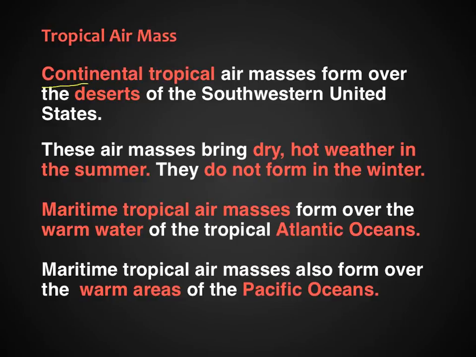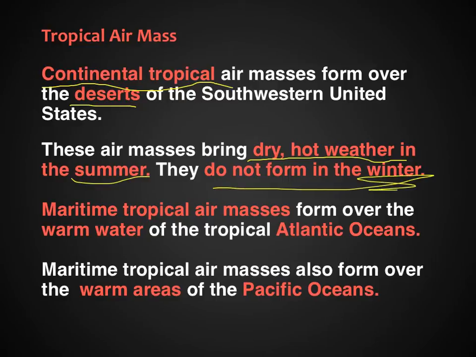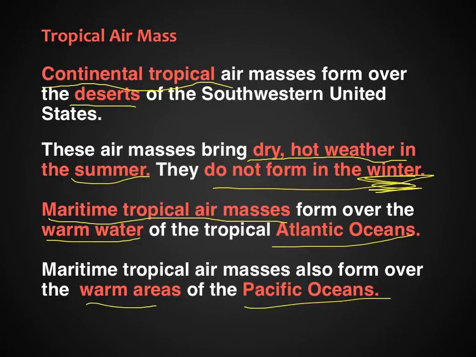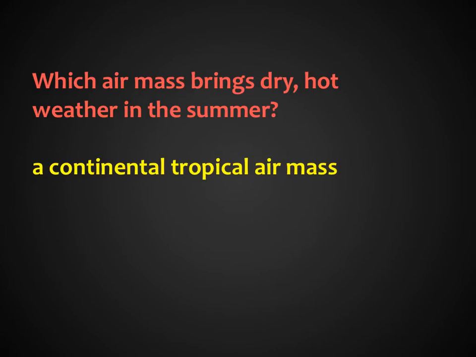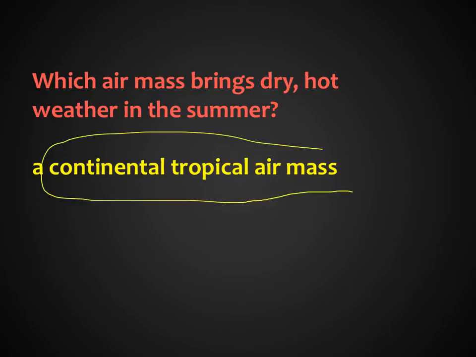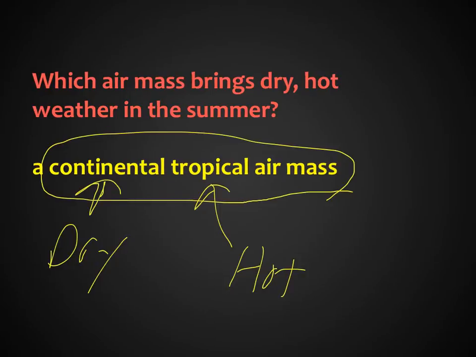The continental tropical air masses that we see form over the deserts of the southwestern U.S. They bring dry, hot weather in the summer. They tend to not form in the winter because there's not as much sun there. The maritime tropical air masses form over the warm waters of the Atlantic or Pacific Oceans, and they bring hot, humid weather. If we were looking at dry, hot weather, we would be looking at a continental tropical air mass. Continental means dry. Tropical means hot or warm.